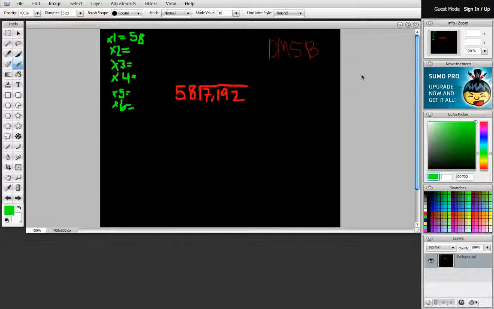So the first step when you're setting up a division problem is to put your number in the house, the bigger number, which is 7,192, and 58, your smaller number, is outside the house. Then you're going to set up the DMSB so that you remember each part that we have to go through in each step, and then you're going to set up your factors.